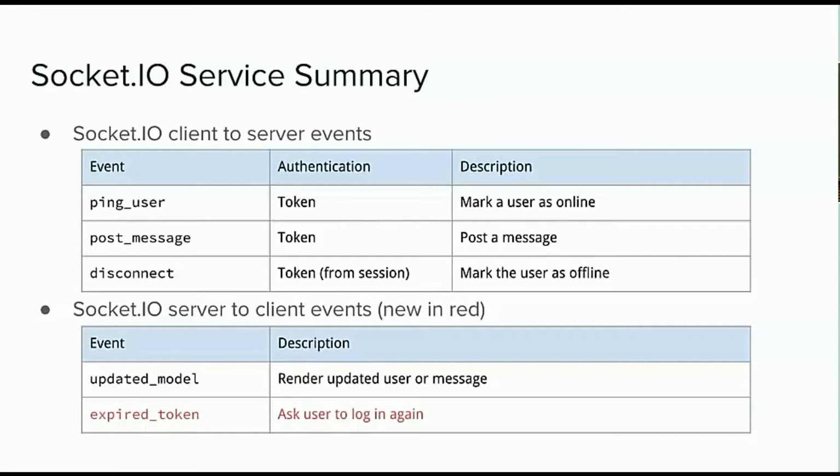On the other side, Socket.IO is bidirectional, so the server can do server push and send stuff to the client. One event that updates anything that changes is called updated model. It could have a new user, a new or changed user, or a new or changed message. And then the UI, doing JavaScript, will know how to get whatever is in the DOM updated.